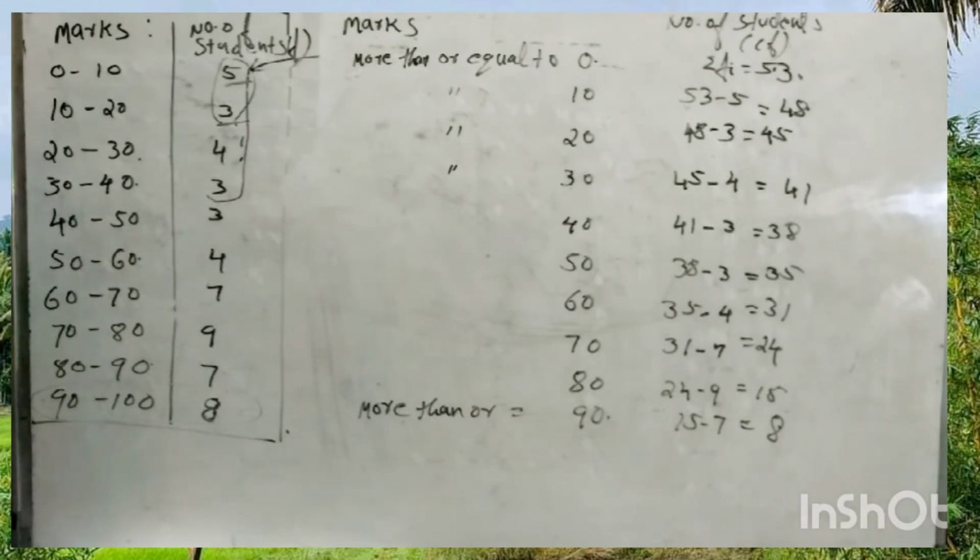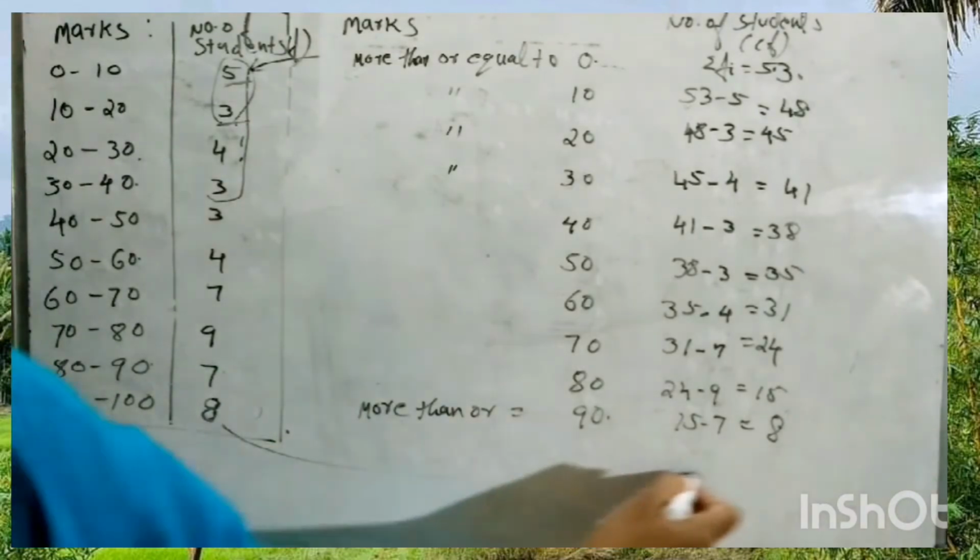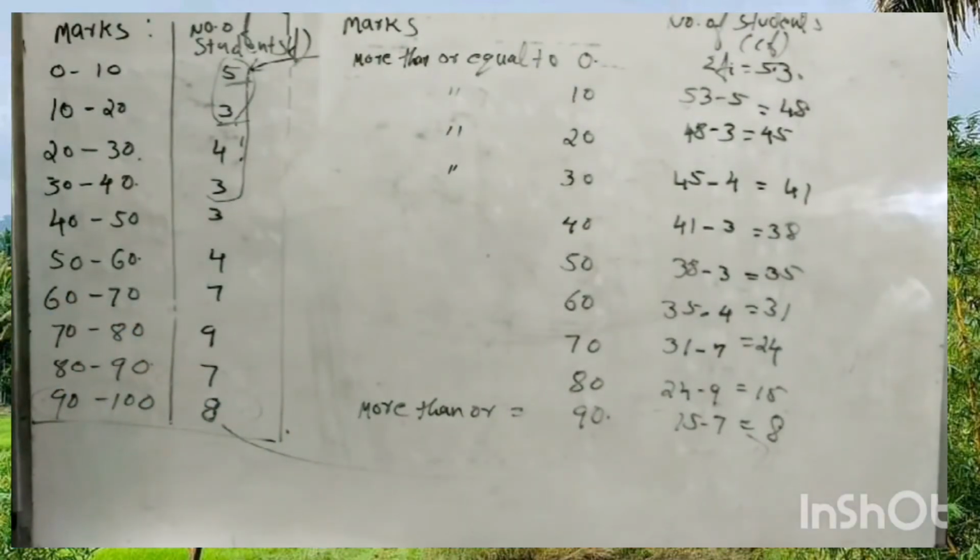Okay, now just look at this. In the less than table, the first frequencies of the two tables are equal. But here, the last frequencies are equal.